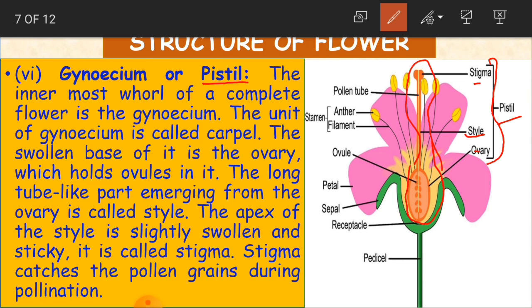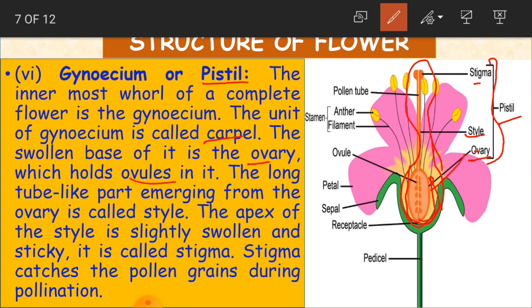And the unit of gynoecium is called carpel. The unit of gynoecium is called carpel, and the swollen base of it is the ovary. Here, children, the swollen base at the bottom, inside the flower, is known as the ovary. See here, this part, which holds ovules in it. What do you have in the ovary? It has got ovules.